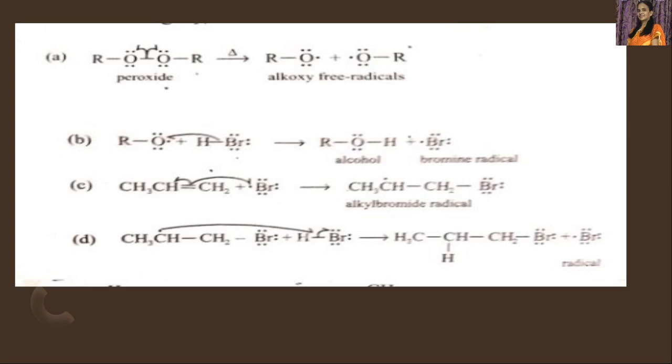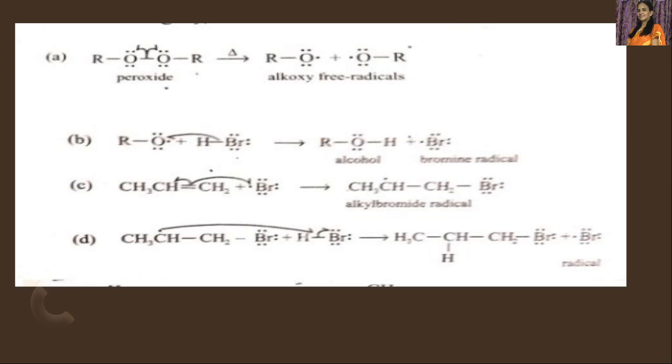1-bromopropane. Okay, so this is the free radical addition reaction, where the addition reaction is initiated by a free radical, and the free radical is obtained from the reagent because of the peroxide. In the presence of peroxide only, this free radical addition takes place. Therefore, this is also known as the peroxide effect, we said.